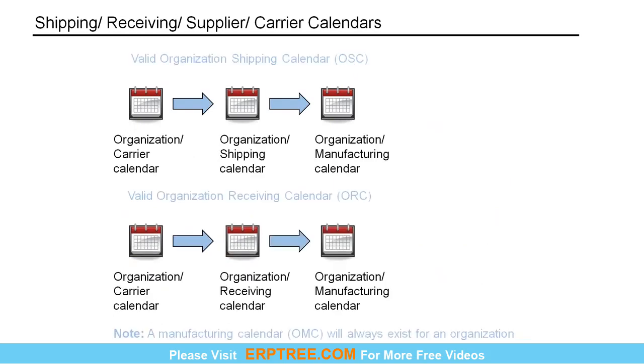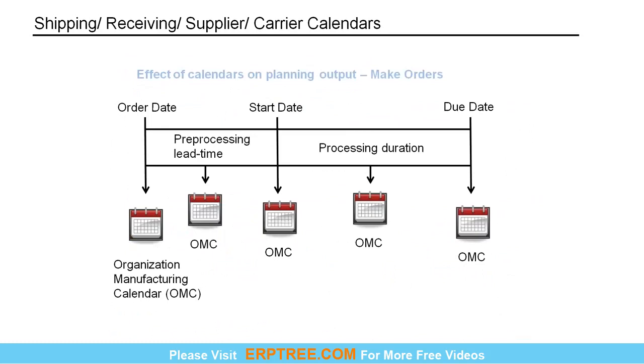I will not go through each and everything. The only thing I want to show here is the processing lead time and the pre-processing lead time, which can depend upon the organization manufacturing calendar. After the pre-processing lead time, the start date of the WIP job starts, and after the processing lead time, the due date of the material is there.